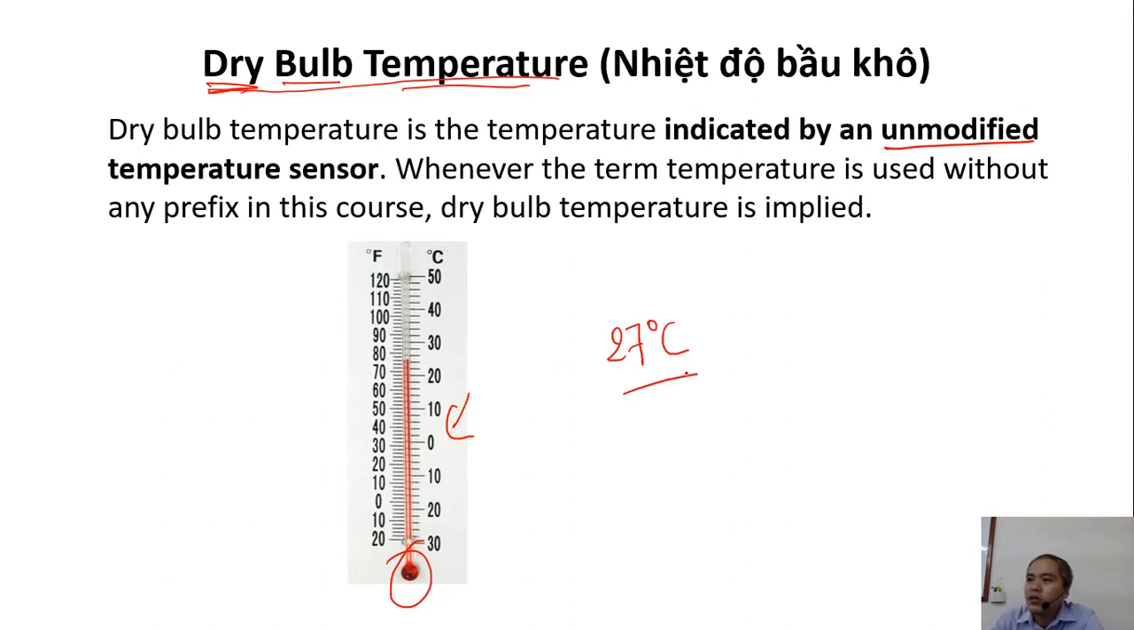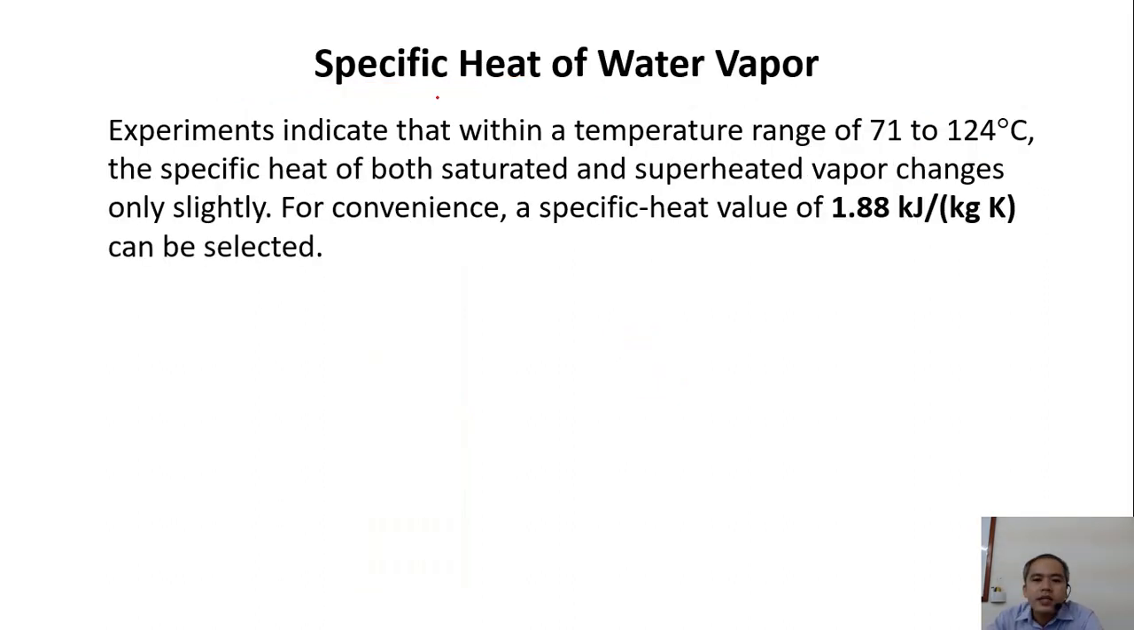You just measure normally. So when people say that the air temperature is 30, that means the dry bulb temperature of the air is 30.